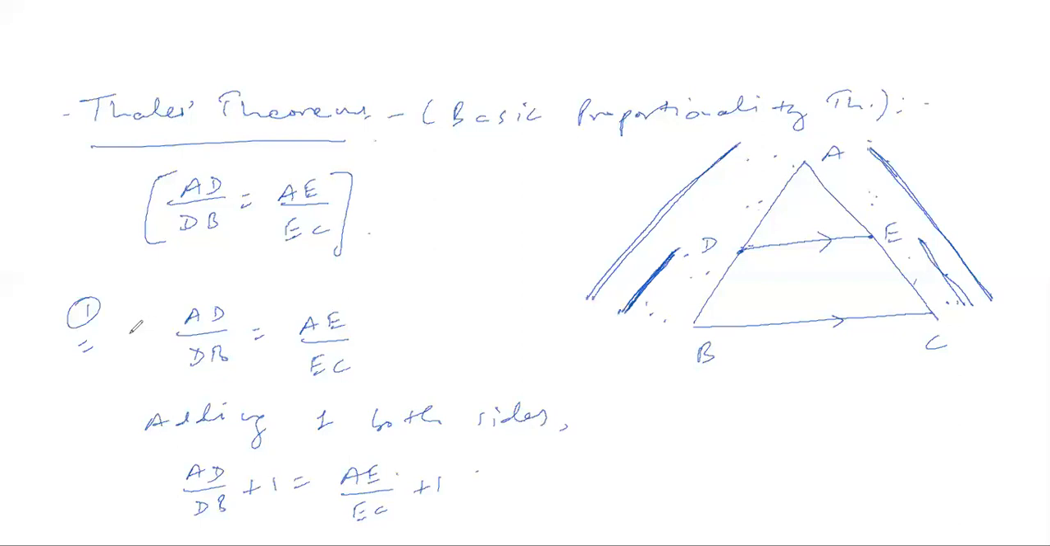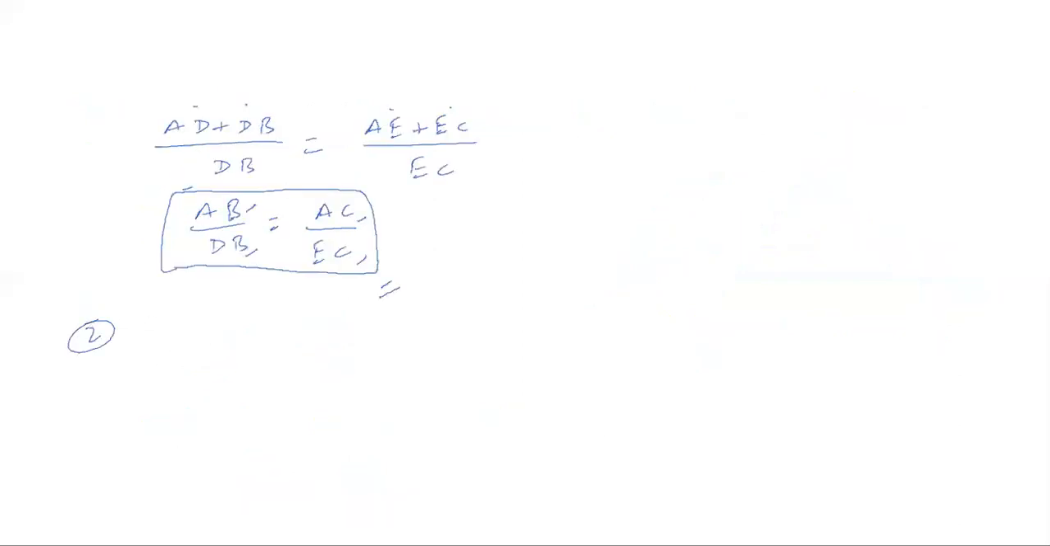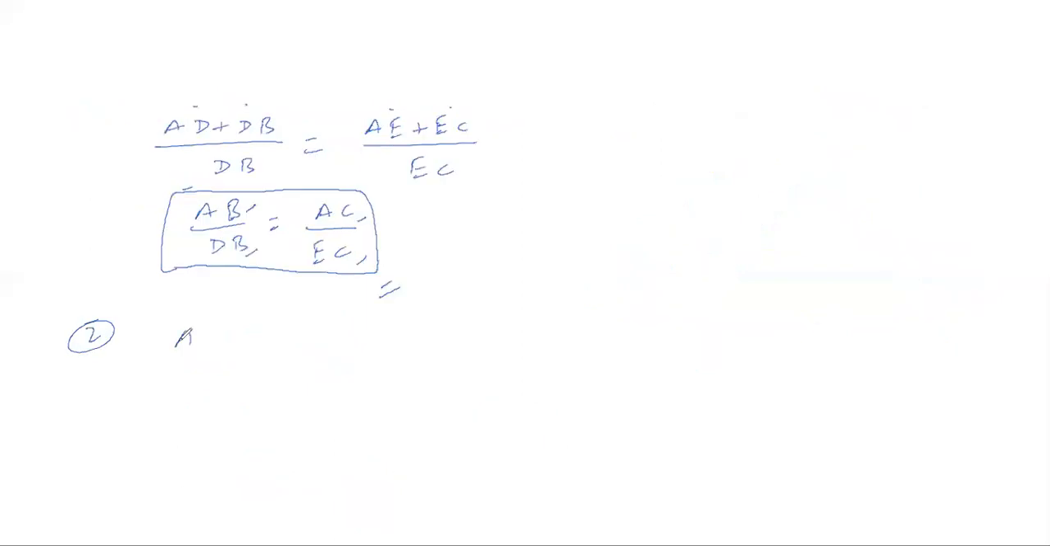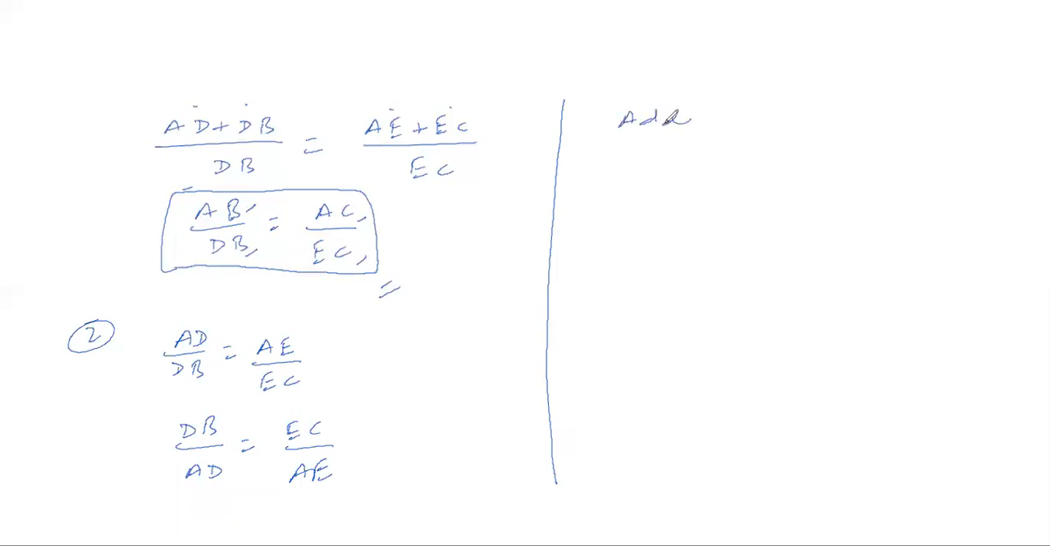Now see one more from here, and we'll take the second one. We'll see the same result first again. The result was AD upon DB equals AE upon EC, so write it as it is again: AD upon DB equals AE upon EC. Now invert this, which means we can write it as DB upon AD equals EC upon AE. This is how we can write. Now we'll add 1 again to both sides.